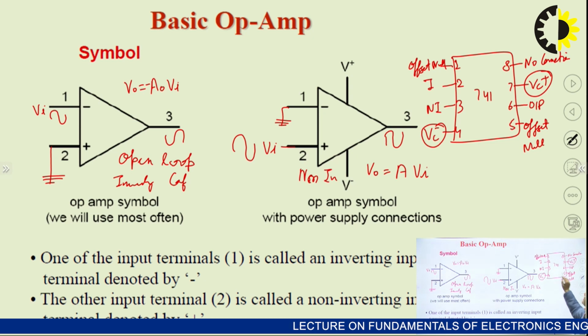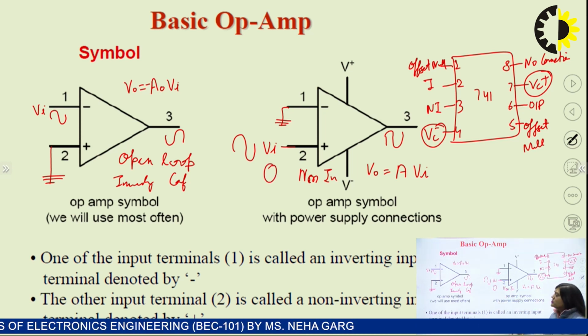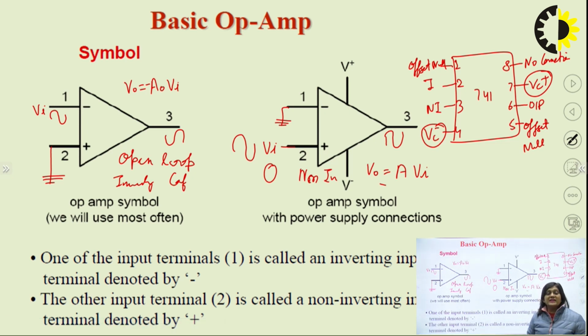And offset null is basically this: if there is no input, V1 and V2, here input is 0, so our output must be 0 here. But due to some problem, or due to the aging of the instrument, or due to some mismatch of the transistors, we are getting an output voltage at the output terminal. That output voltage is called the offset voltage. To nullify that voltage, we have to apply an equal and opposite polarity voltage at the input side, and that voltage is called the input offset voltage. So pin number 1 and pin number 5 indicate the offset null.